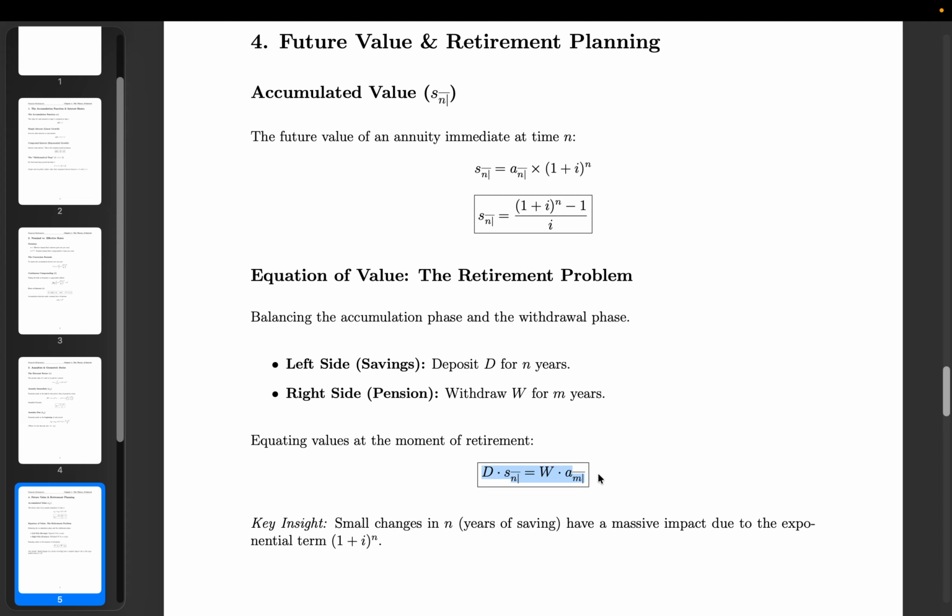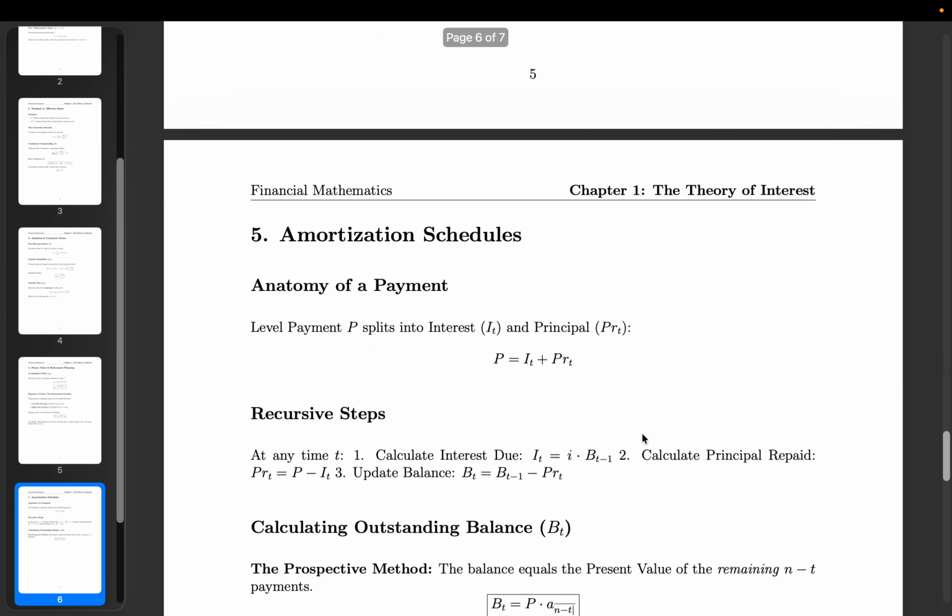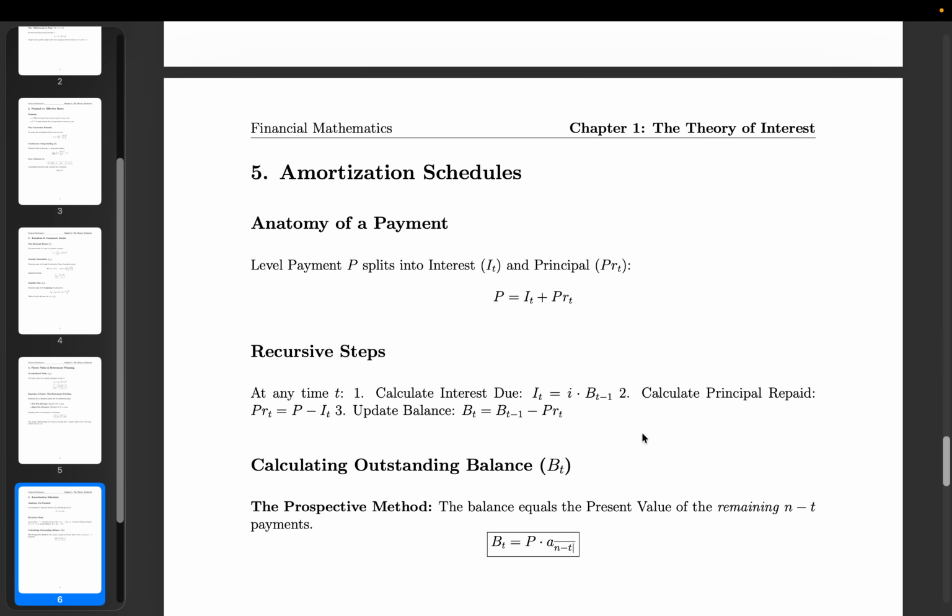That math doesn't lie. Chapter 1 proves exactly why starting to save early leverages the power of exponential growth, with the (1 + i)^n term in the numerator. We are now moving into section 1.5, covering amortization.